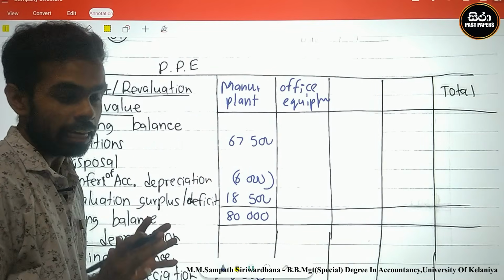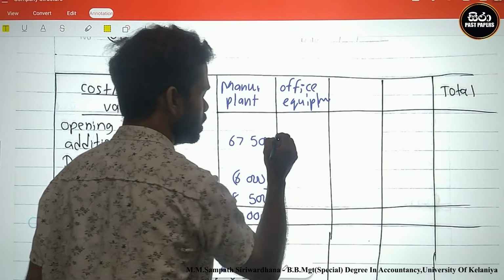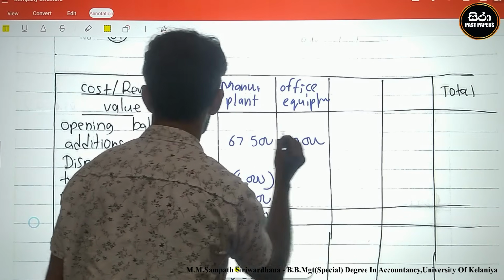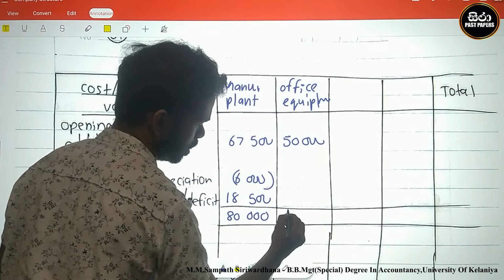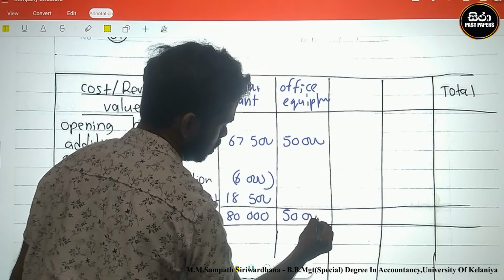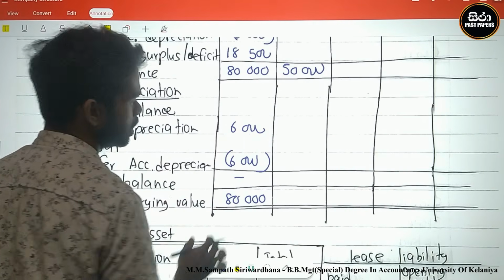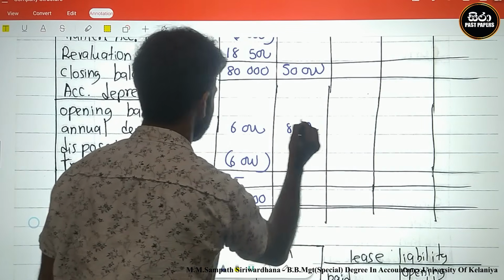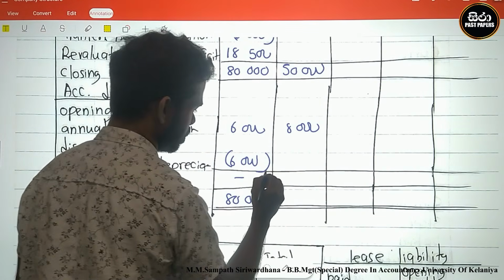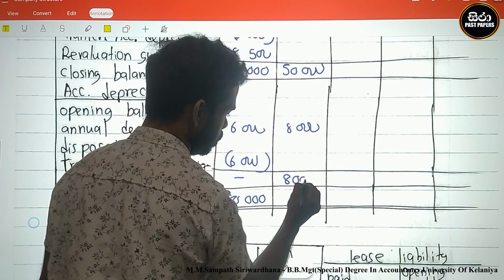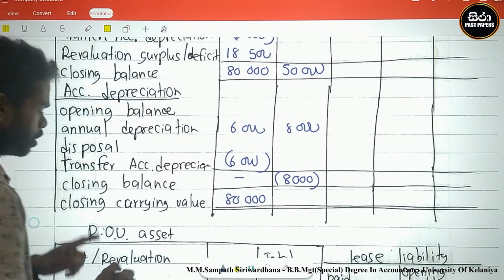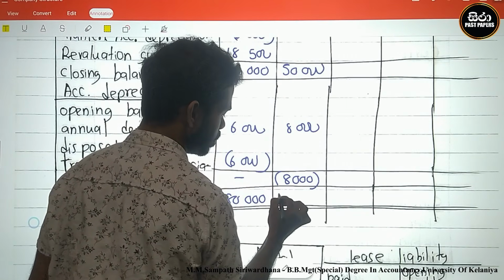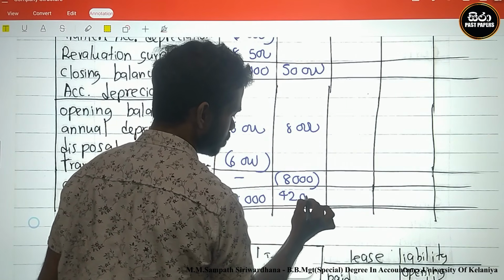What is the addition? Addition is 50,000. After that, we can calculate the final balance. Then the annual depreciation is 8,000. The accumulated closing balance is 8,000. 50,000 minus 8,000 is 42,000.